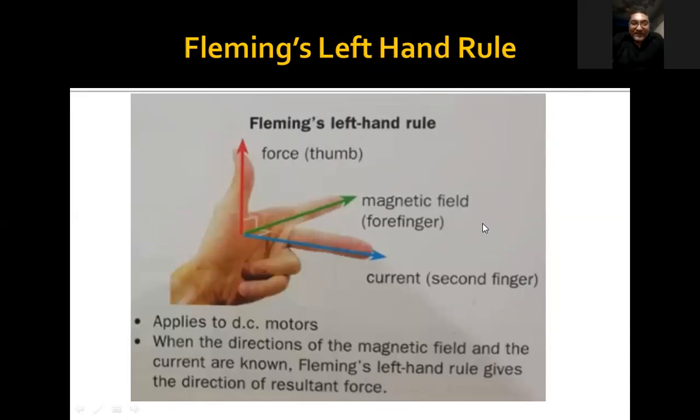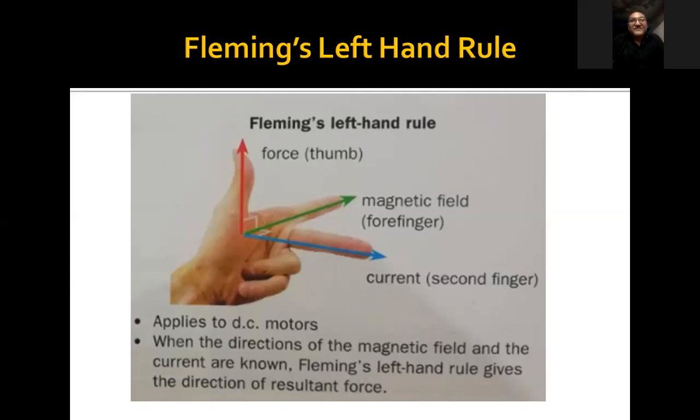You use Fleming's right hand rule when you generate electricity, and you use Fleming's left hand rule when you use electricity. When you convert mechanical energy into electrical energy, to find the direction of the current, you use Fleming's right hand rule. When you convert electric energy into mechanical energy, using electric current and magnetic field to produce motion, to find the direction of that motion, we use Fleming's left hand rule.